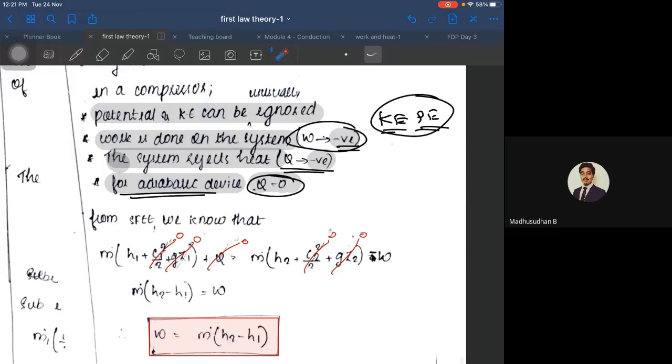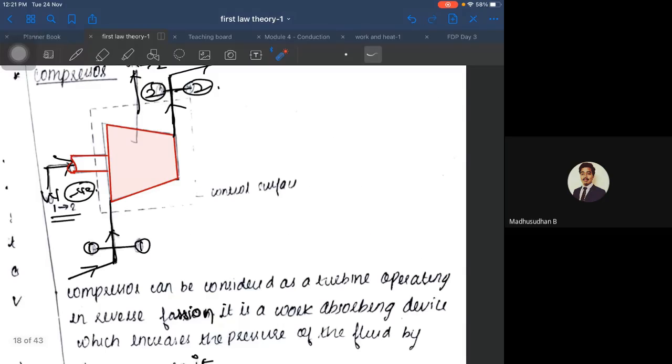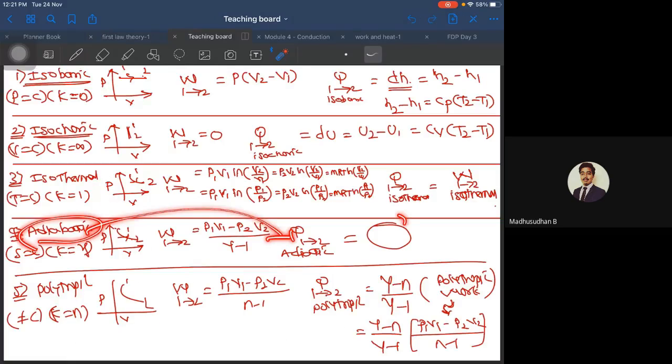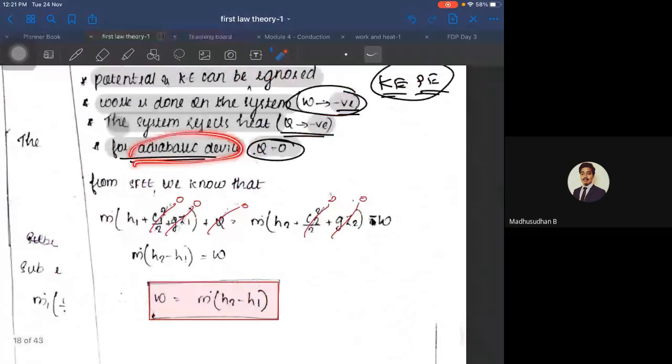So W is negative, you have to remember, because you're working on the system. The system rejects heat. That's why Q is also negative. For an adiabatic device, suppose I treat this to be an adiabatic device. What is the heat flow in the case of an adiabatic device? It is zero. That's why if I treat the system to be an adiabatic device, the Q also will turn to zero. So whatever the remaining things are there, you can just note it down.